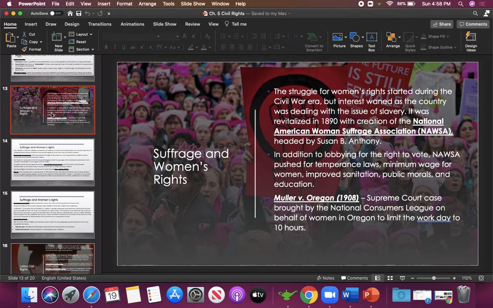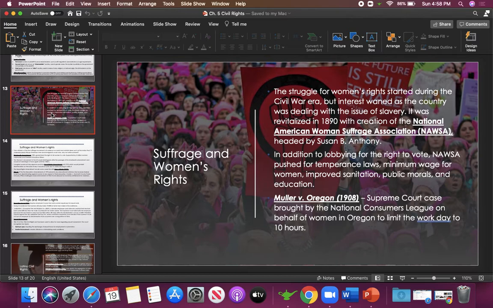One of the earliest cases that comes out of the women's movement is Muller versus Oregon in 1908. A Supreme Court case brought by the National Consumers League on behalf of women in Oregon to limit the workday to 10 hours.